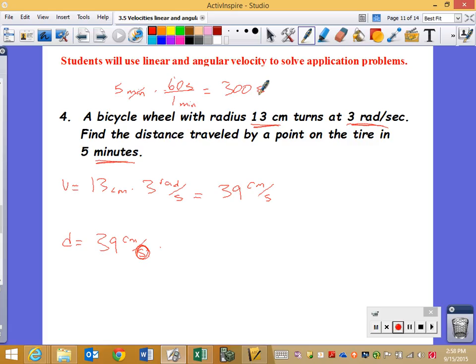So I'm going to multiply this linear velocity by 300 seconds, which gives me 11,700 centimeters. Notice my seconds cancel, leaving me with only centimeters. So the distance I travel is 11,700 centimeters.